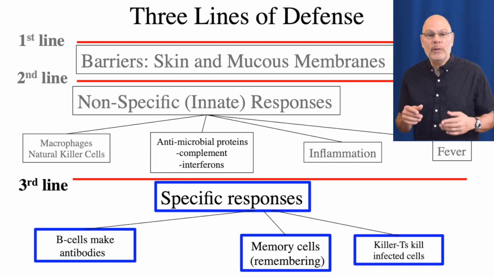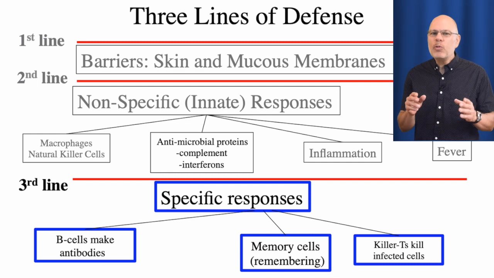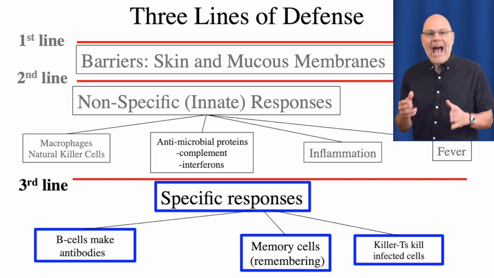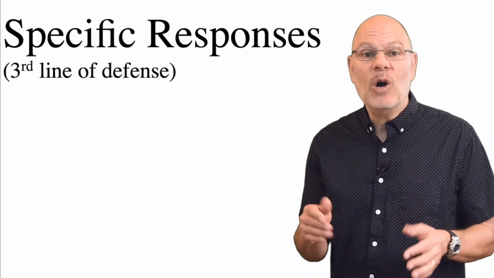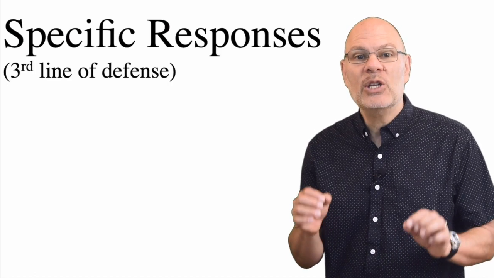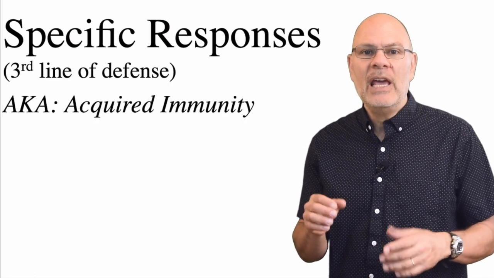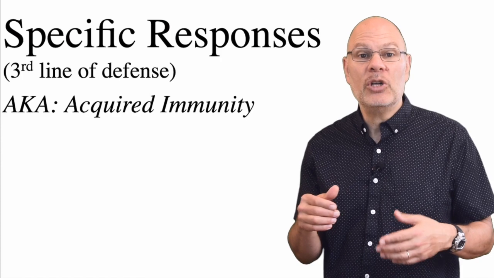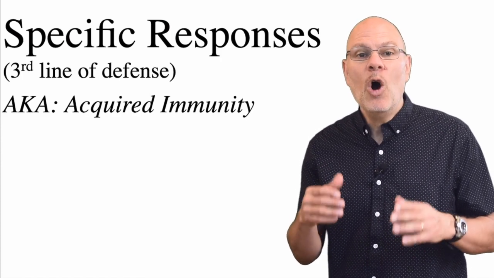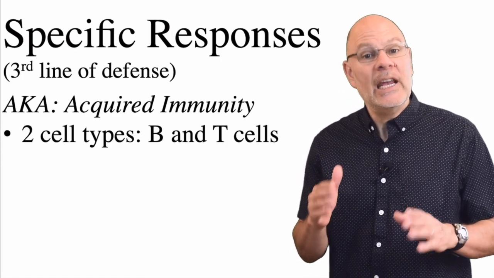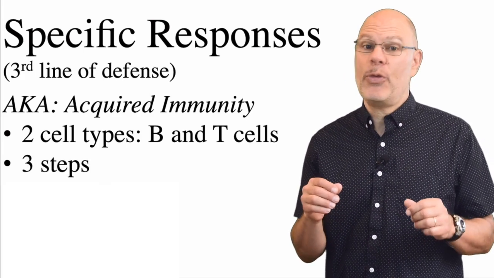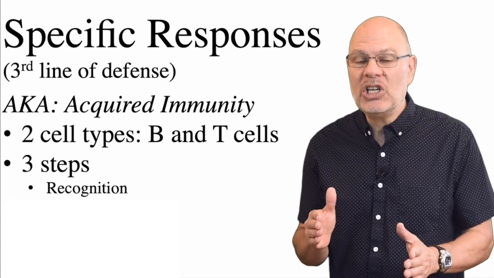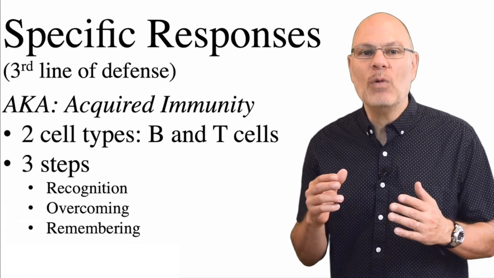In the first video, we discussed how the immune system has three lines of defense. We focused on the outer barriers, the skin and the mucous membranes, and the nonspecific or innate responses. In this video, we'll look at the third line of defense, the specific responses. It's also known as acquired immunity because you acquire this type of immunity over the course of your lifetime. It involves two cell types, B cells and T cells, and there are three steps: recognition, overcoming, and remembering.